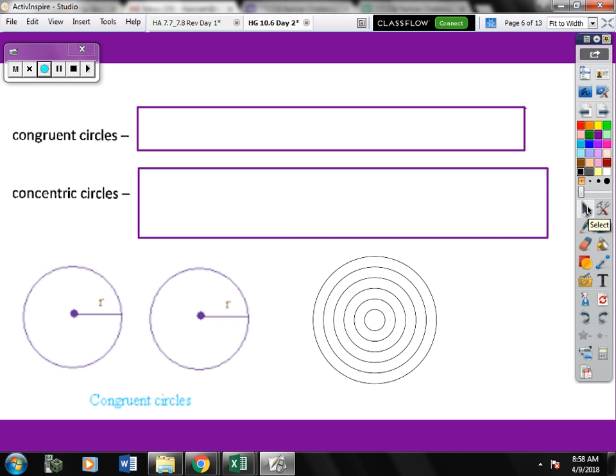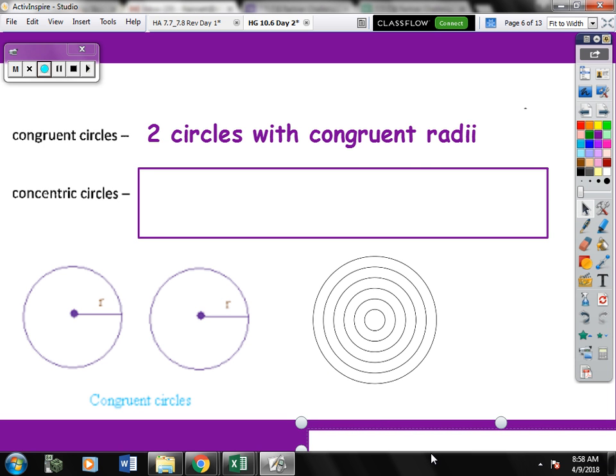We have congruent circles, which was actually on our vocab from Friday. These are two circles with congruent radii. But I put it on here because the next one, concentric circles, I wanted you to compare the two vocabulary words.